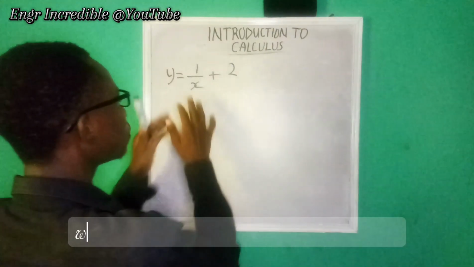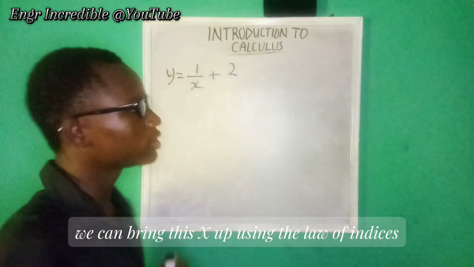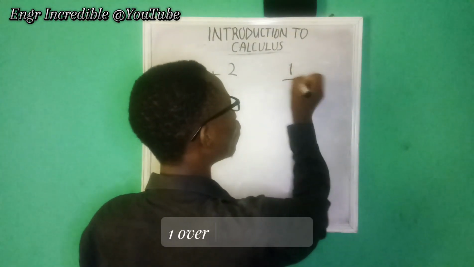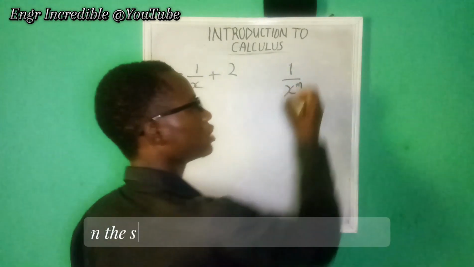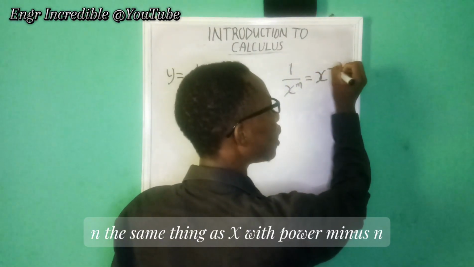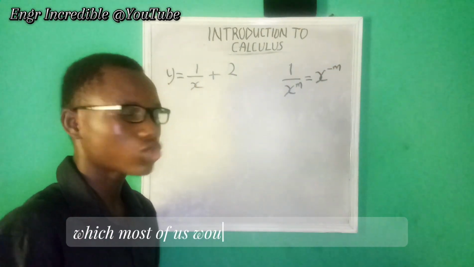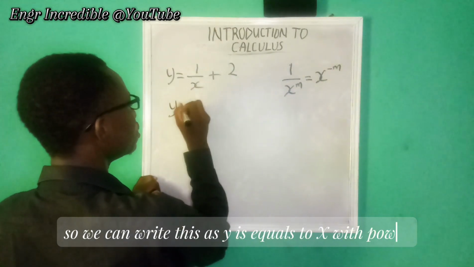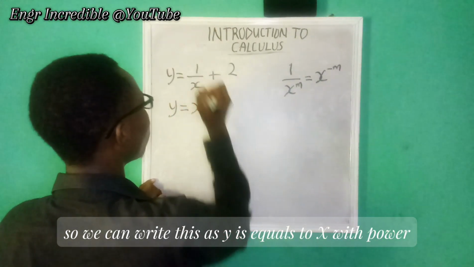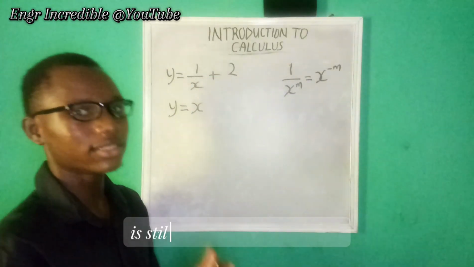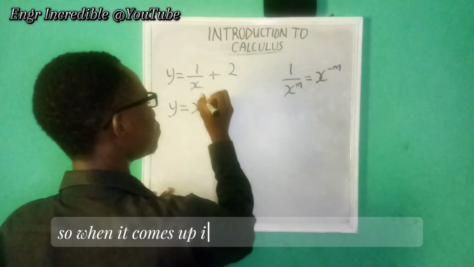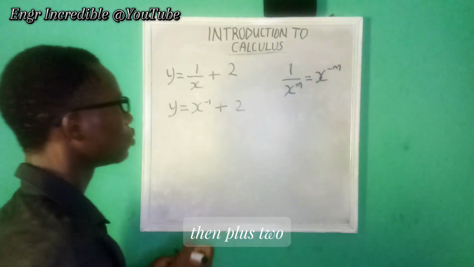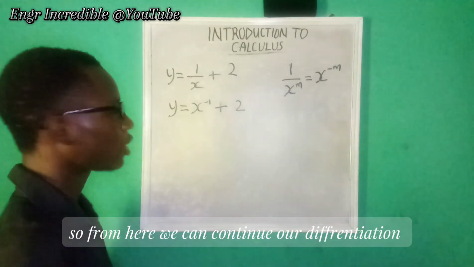when differentiating this, we can bring this x up using the law of indices that states that 1 over x raised to power n is the same thing as x raised to power minus n, which most of us will be familiar with. So we can write this as y equals x raised to power, we know that when we have x, it's still the same as x raised to power 1. So when it comes up, this will be x raised to power minus 1, then plus 2. So from here, we can continue our differentiation.